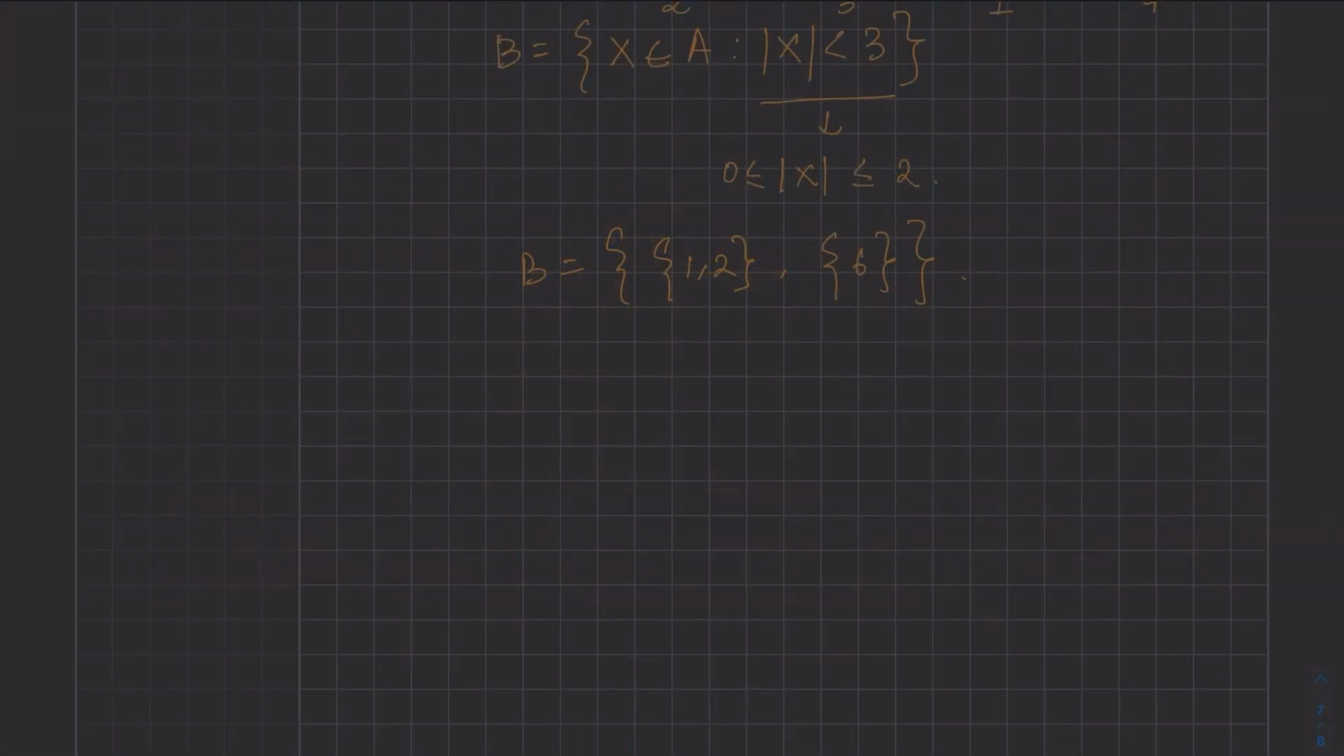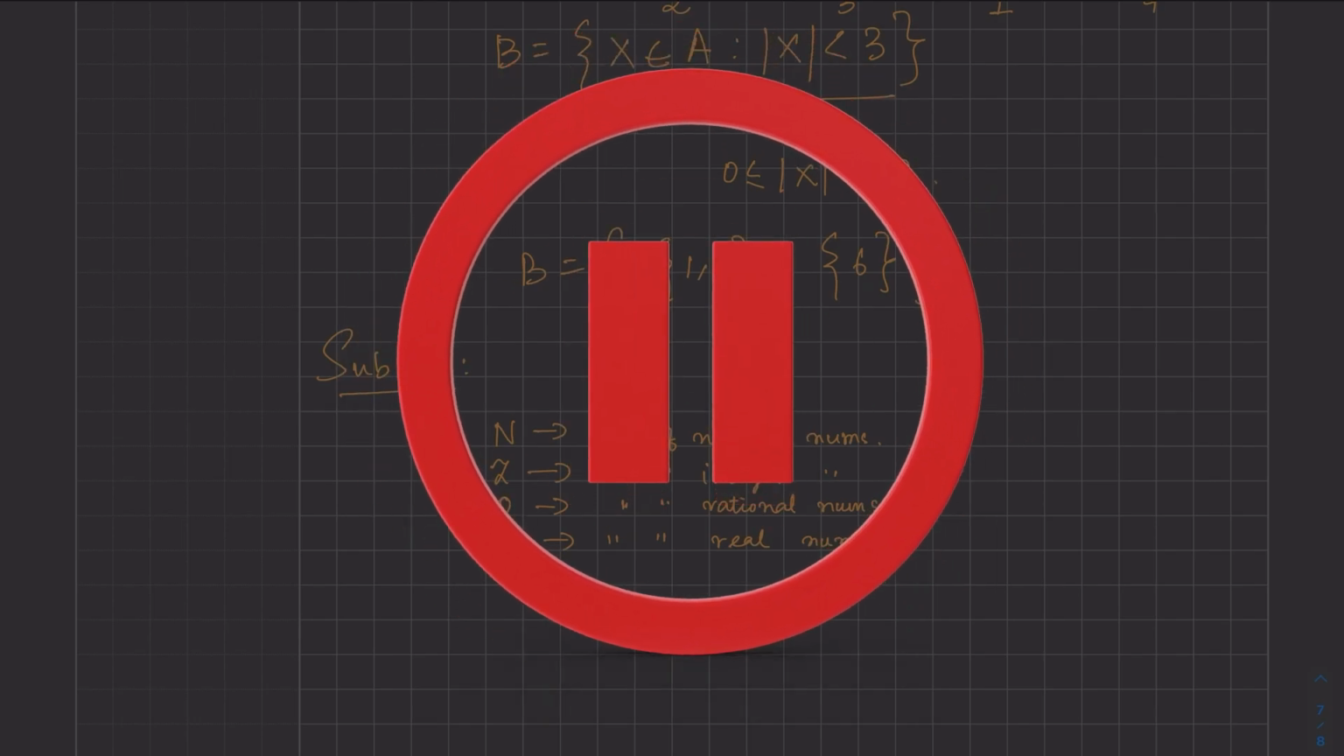Now let's look at some exercises, not problems, related to subsets. Let N be the set of natural numbers, Z be the set of integers, Q be the set of rational numbers, and R be the set of real numbers. Please pause the video and think about why this particular subset criteria works.